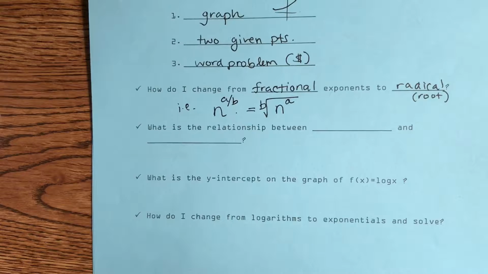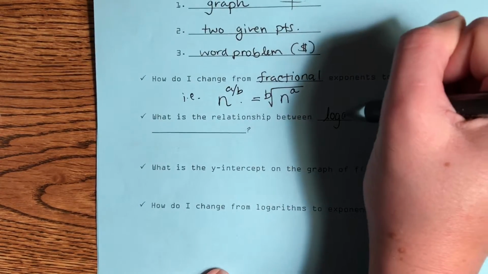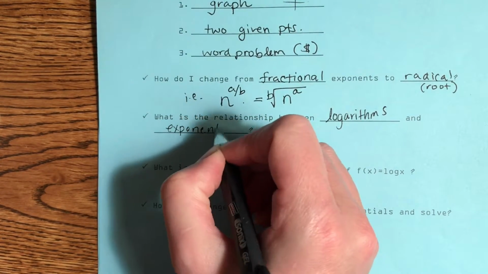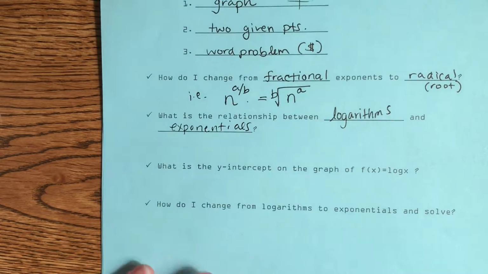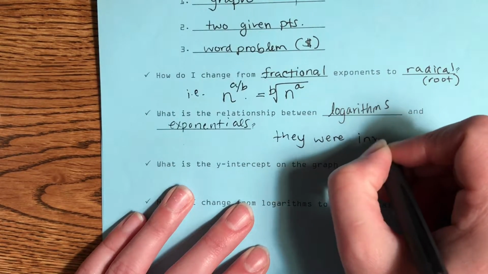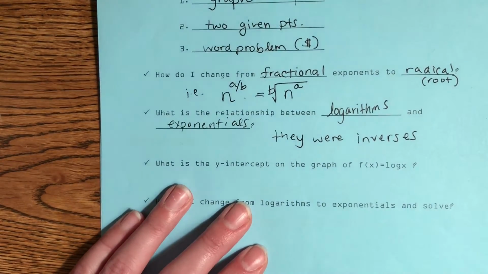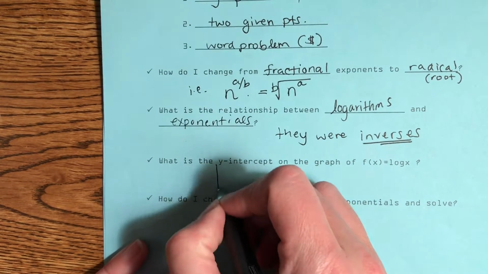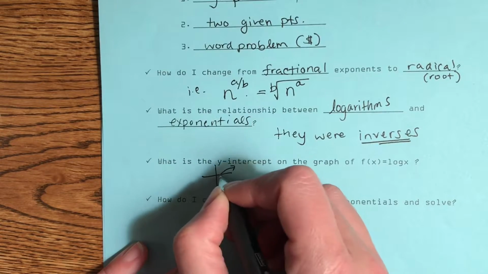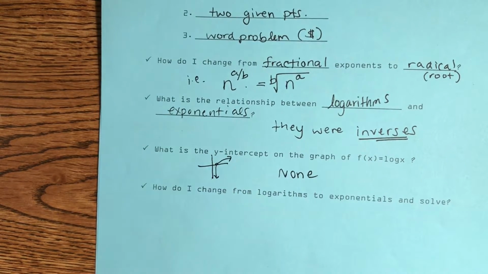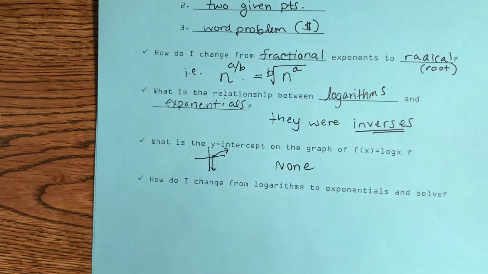And then what is the relationship between logarithms and exponential functions? So I'll just say exponentials. If we look at a graph, which we did in class, we found out that they were opposites of each other, and our key word is inverses. They are opposites of each other. This is our key word though. And we also looked at the intercepts. So what is the y-intercept on the graph? Well, we found that the graph looked something like this, and that it got really, really close, but it never actually crossed. So there is none. It does not have a y-intercept. It does not cross the y-axis.